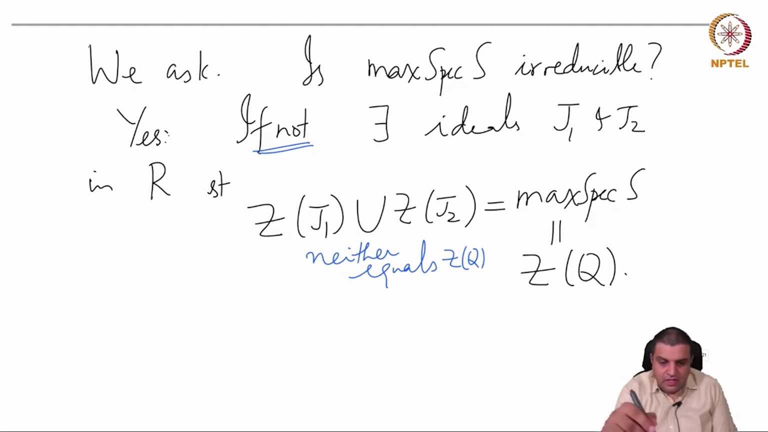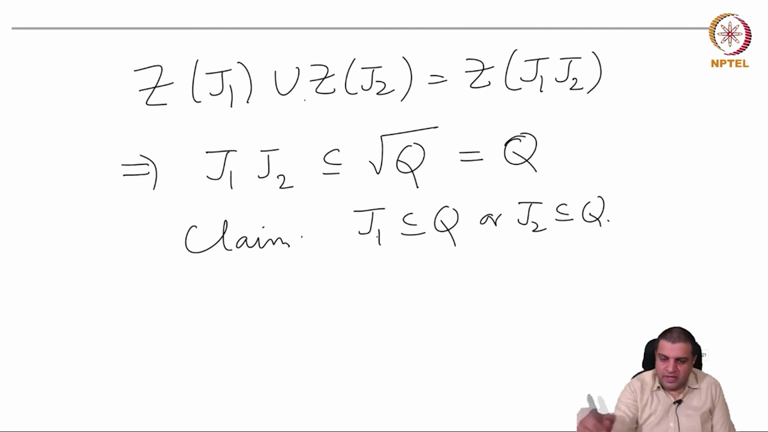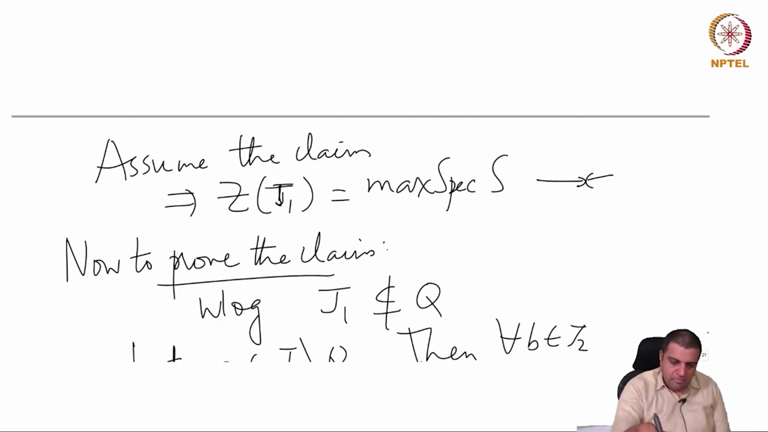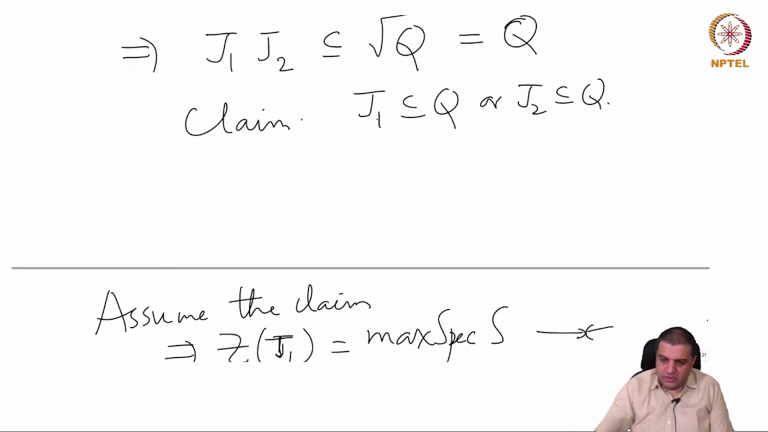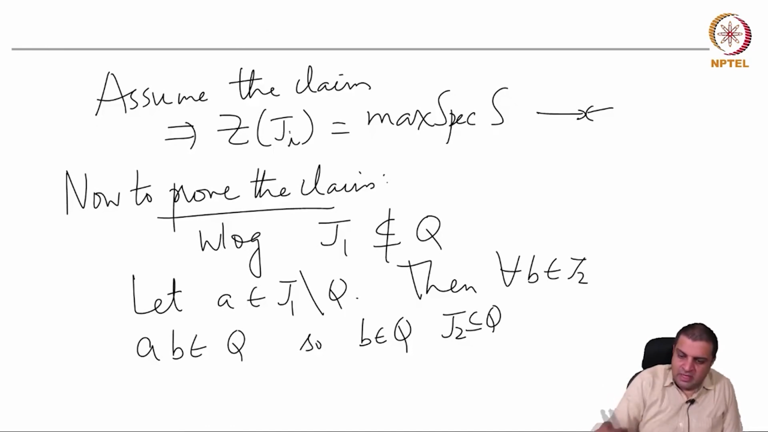The answer is yes. We go by contradiction: there exist ideals J1 and J2 in R such that their respective zero sets are proper subsets of max spec, Z of Q, but the union equals Z of Q. So such a thing exists. Then this is the product. Then there is a claim, and we prove the claim. But the claim leads to a contradiction because J1 is inside Q or J2 is inside Q. So Z of Ji equals the max spec for i equal to 1 or 2.